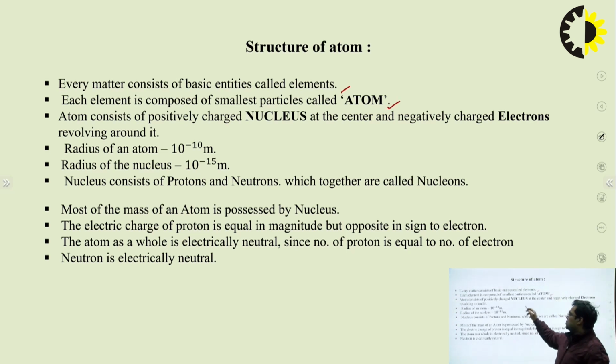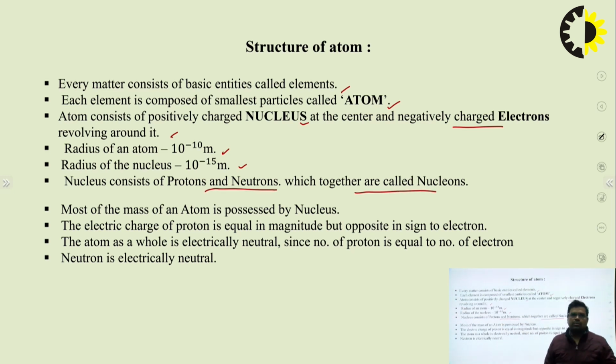An atom consists of a positively charged nucleus at the center and negatively charged electrons revolving around it. We know that the radius of an atom is 10 to the power minus 10 meter, and the radius of the nucleus is 10 to the power minus 15 meter. Another thing to remember is that the nucleus consists of protons and neutrons.